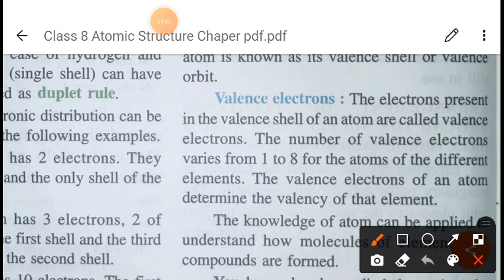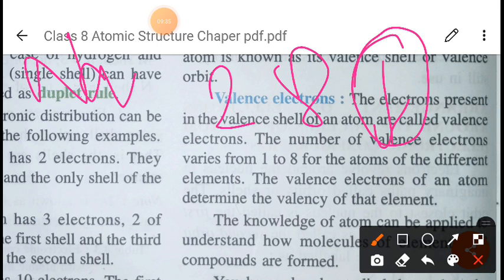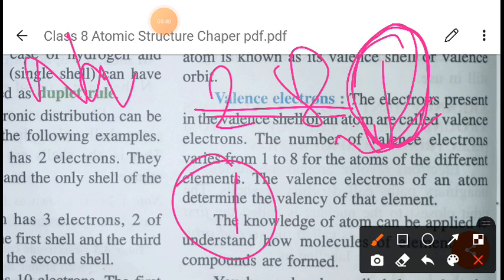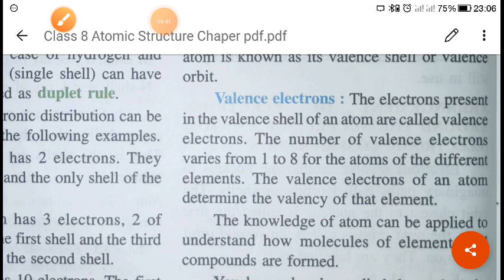Suppose we take the example of sodium here. Sodium has 2, 8 and 1, right? In the outermost cell it has only 1 electron. In the valence cell it has only 1 electron. So what will be the valence electron? The valence electron will be 1, right? So I hope you have understood this.